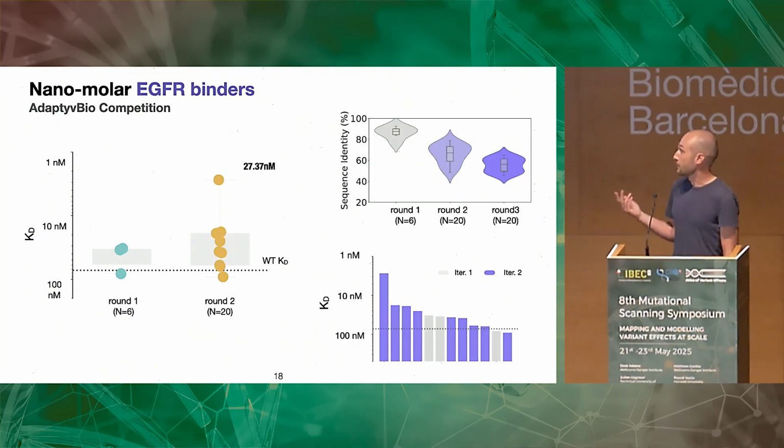We used this experimental value to reinforce the model, and we achieved in just 1 iteration 1 binder that reached 27 nanomolar binding affinity, with a reduction of sequence identity, and 4 out of 9 binders had higher affinity than the best binder of the previous iteration.